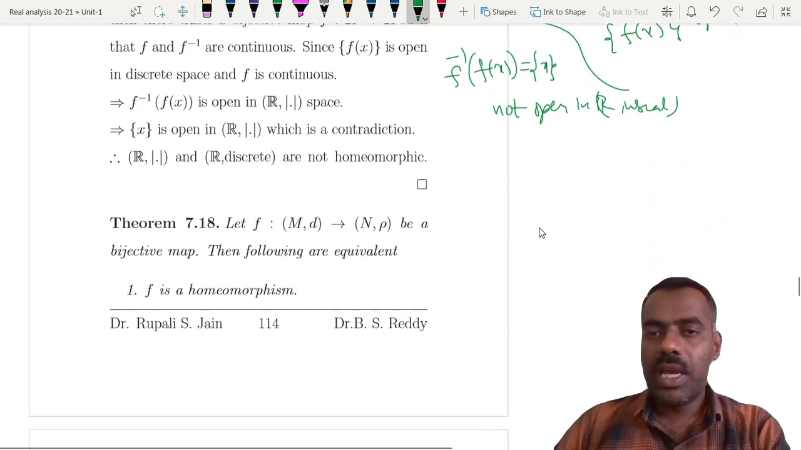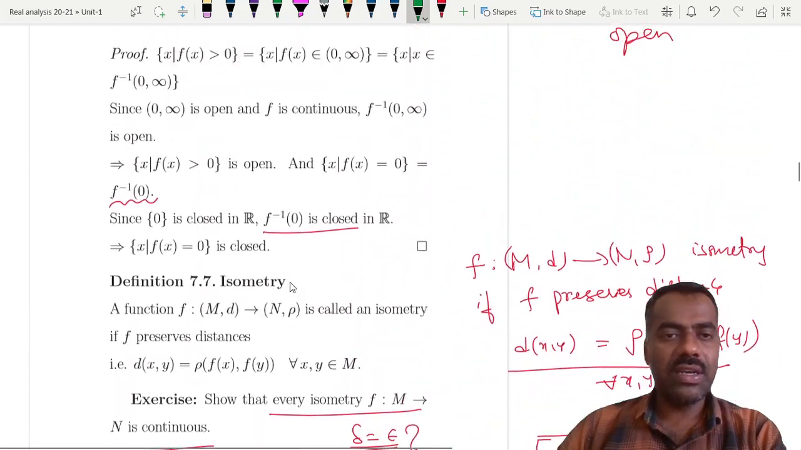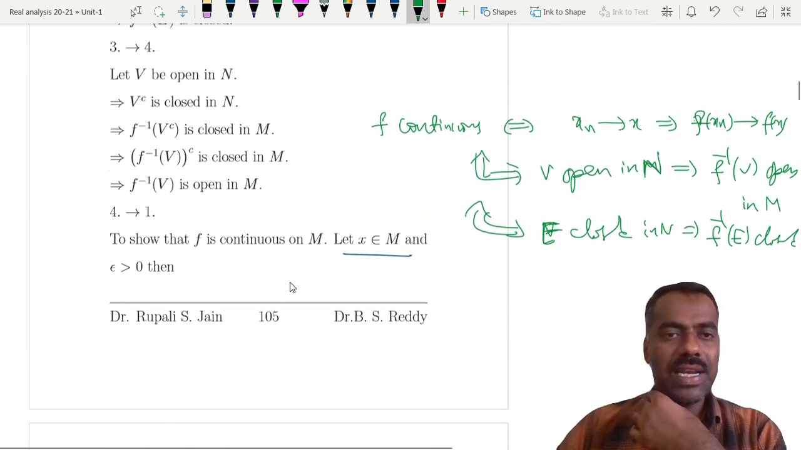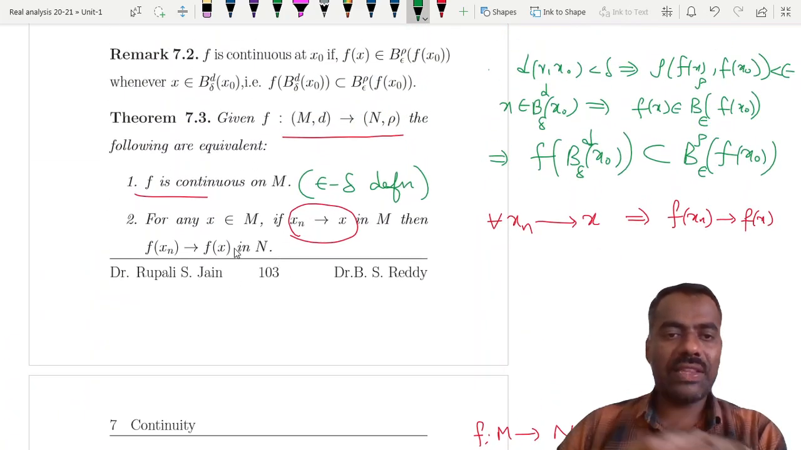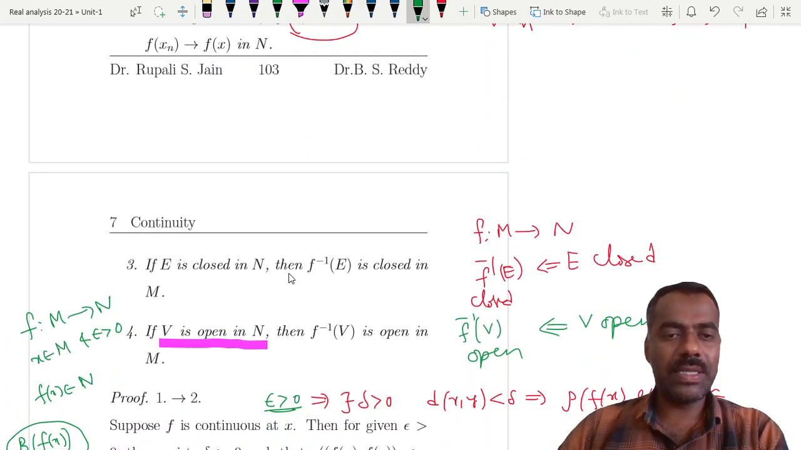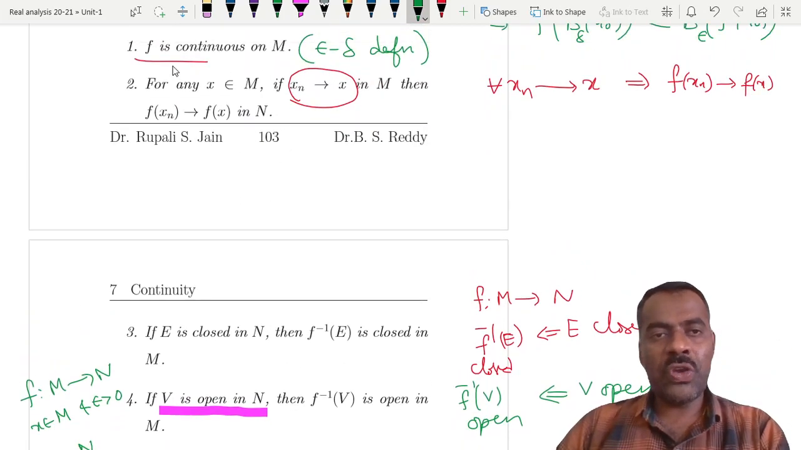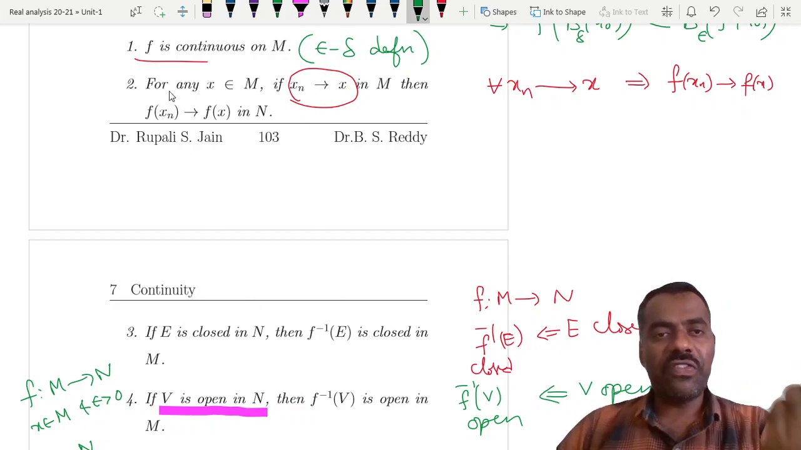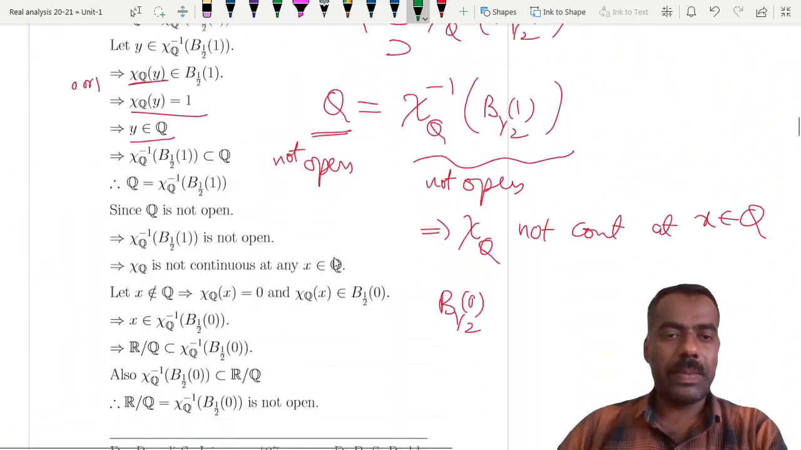If you quickly go here and see, for continuity we have given four equivalent conditions. One is epsilon-delta, another is in terms of sequences, and another is in terms of closed and open sets, for f being continuous. The same thing you can apply for f inverse being continuous. You get different things. So if f is a homeomorphism, whatever you have here will become an if and only if statement.